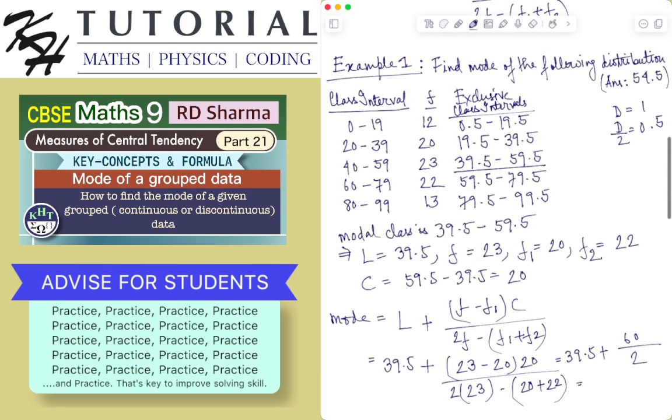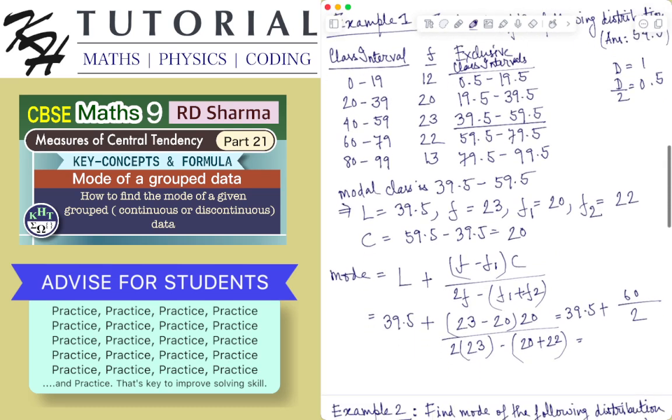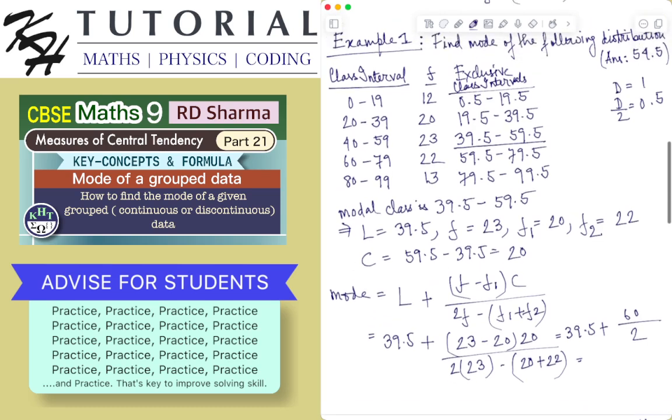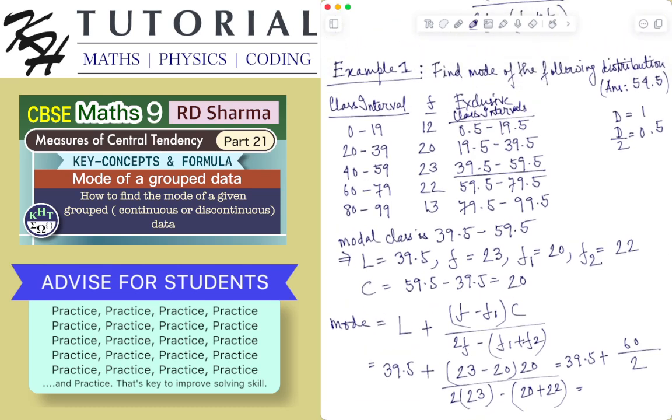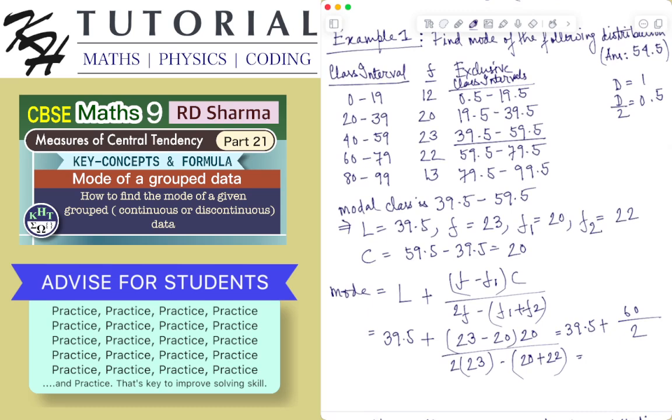The answer is 54.5. Let me check again. The maximum frequency is 23, so the modal class is 39.5 to 59.5. C is 20. F2 is 22. F1 is 20.